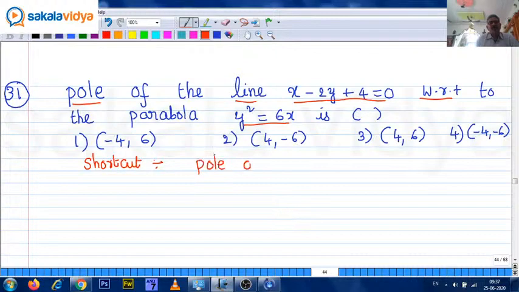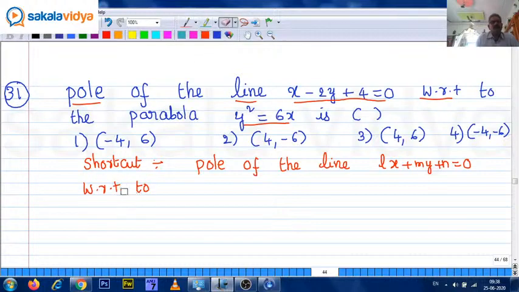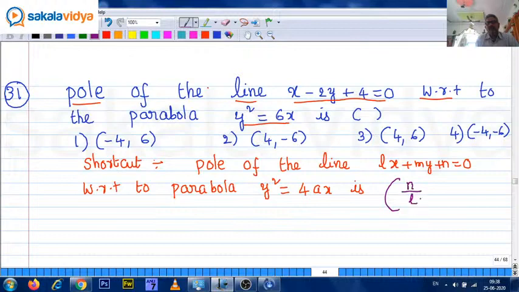That is the standard result, or we can say the shortcut formula. The pole of the line Lx plus my plus n equals to 0 with respect to the parabola y square equals to 4ax is, you remember this formula, very simple: n upon L comma minus 2a m upon L. With the help of this we need to find out.